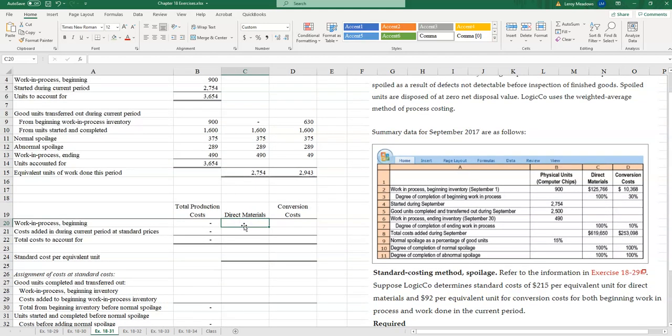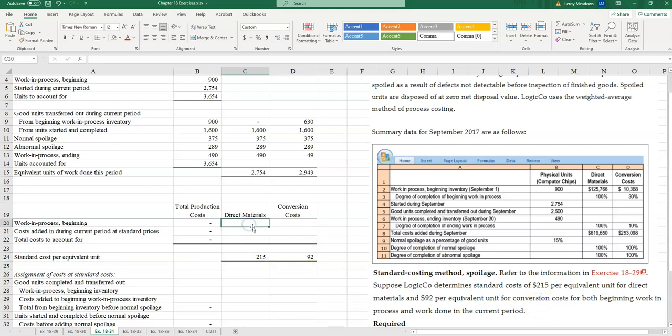So let's take a look at our beginning inventory. What was the amount of beginning inventory? Well, we're going to need to figure out our standard cost per equivalent unit. First of all, we need to know what it was last period and what it is this period. If it changed, then we have to go by the beginning inventory, what it was last period. If that standard cost did not change, then we just take our standard cost per equivalent unit and multiply that by the number of equivalent units of work done in this period. So the cost per equivalent unit in the problem here is $215 for direct materials and $92 per equivalent unit for conversion costs. So $215 and $92.